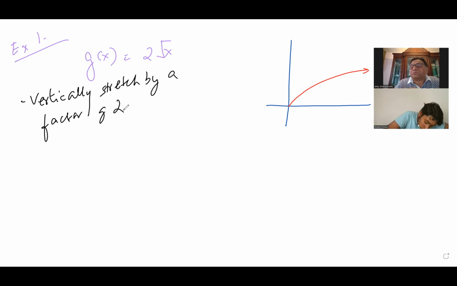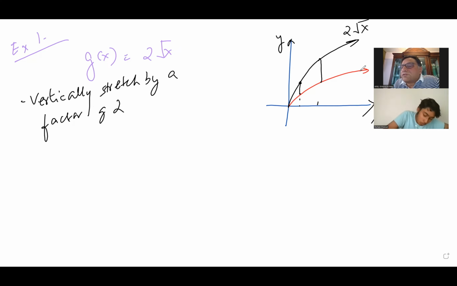By a factor of 2. It means that the y values will get multiplied by 2, for the same x value. So this point here will get stretched, and every point here will get stretched by a factor of 2. And what you get is 2 square root x. You get the idea? Yes, sir. That is vertical stretch.